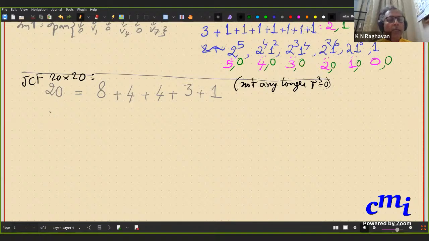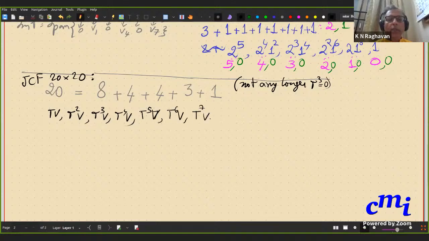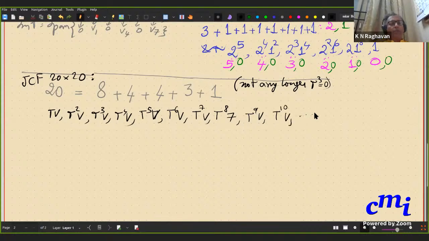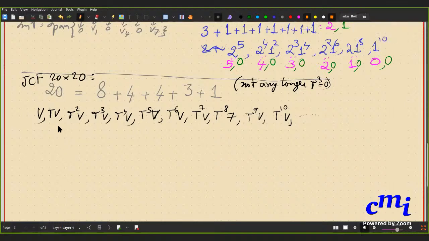You tell me what the dimensions of V, TV, T square V, T cubed V, T to the 4V, T to the 5V, T to the 6V, 7V, 8V, etc. are. Tell me all these dimensions, please. So let's start with V. What is the dimension of V? I hope you understand the problem, right?